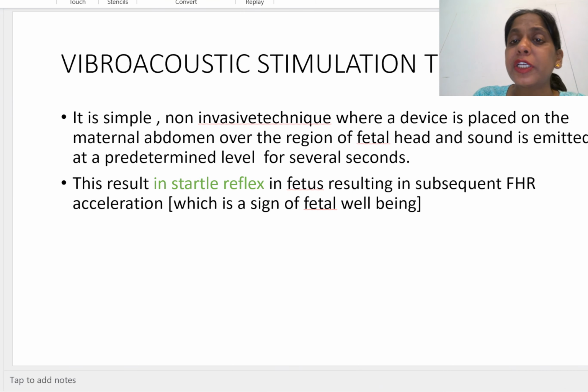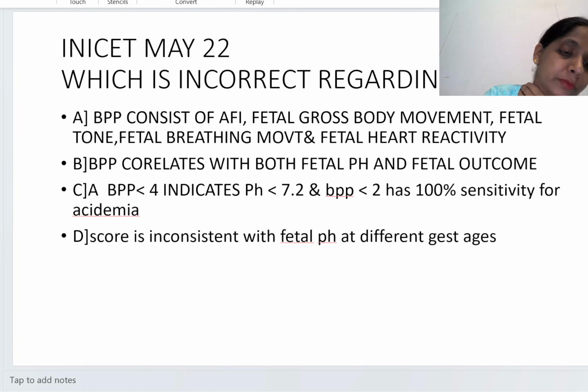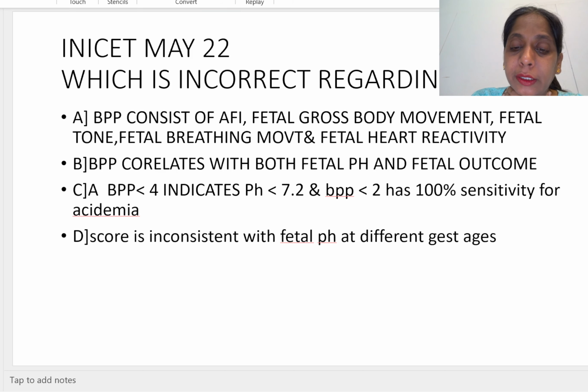VAST is an artificial larynx which has a sound and vibrations. This arouses the fetus and the fetus moves, and if there is an increase in the fetal heart rate, it means that the fetus is active, and if there is no increase with the fetal movement, it means the fetus is non-active. Okay. So this was about the biophysical profile.